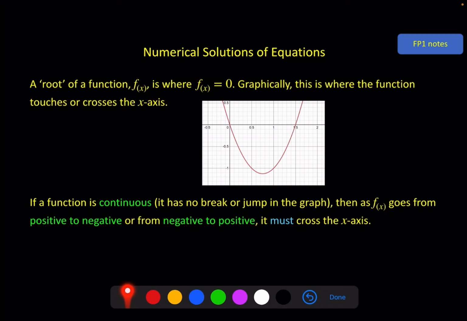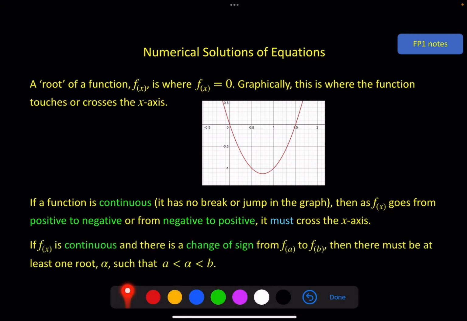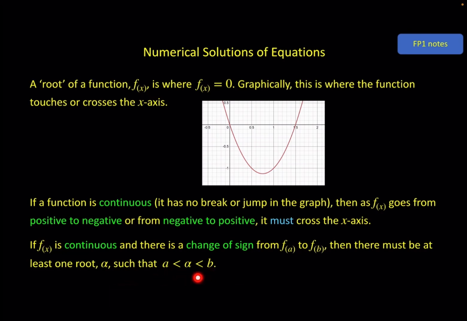And we use this idea, we say it slightly differently, but it's the same idea. We say this: if f of x is continuous, and there is a change of sign, this is the key phrase that you need to know, from f of a, the function evaluated at x equals a, to f of b, the function evaluated at another point, x equals b. So if there's a change of sign from one point to the next, then there must be at least one root, alpha, where alpha is between a and b.